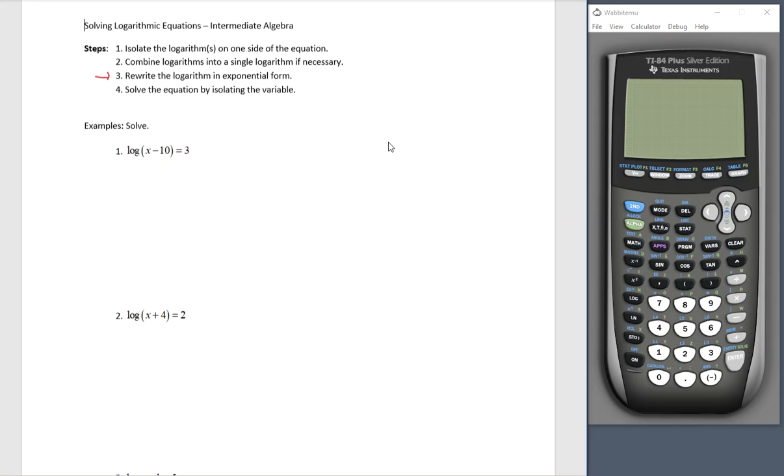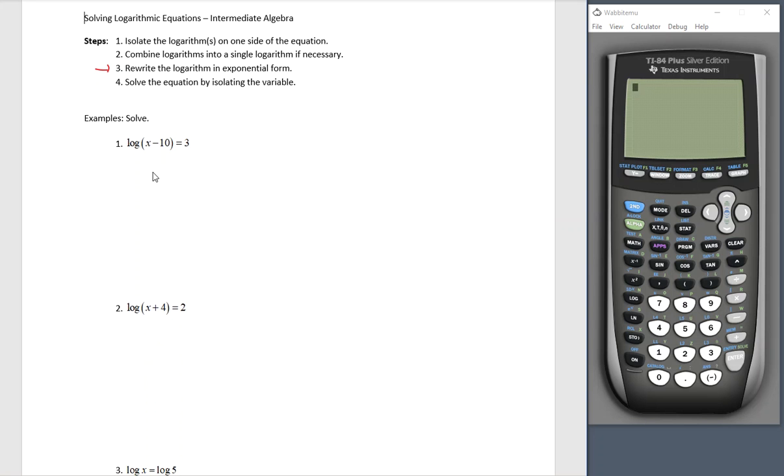All right, let's start on this first one. So there's only one logarithm. That's fantastic. It's already isolated. It's already a single log. So let me just isolate. Yep. Combine. It's already done. So let's rewrite.